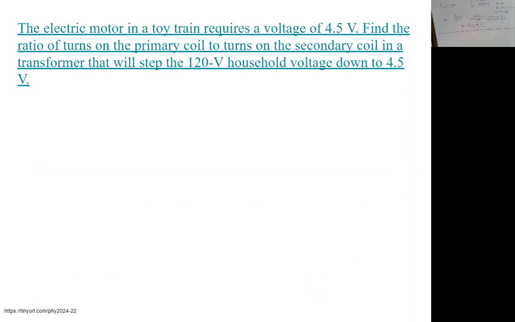Let's take a look at this example here. It says electric motors in a toy train require a voltage of 4.5 volts. Find the ratio of turns of the primary coil to turns on the secondary coil in a transformer that will step the 120 volts household voltage down to 4.5. So basically you need an adapter or a transformer for that.